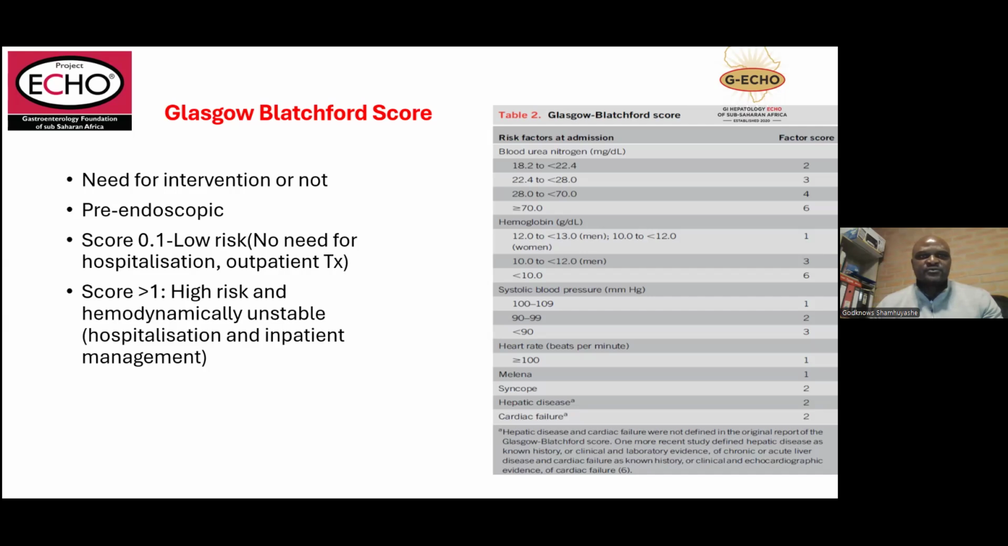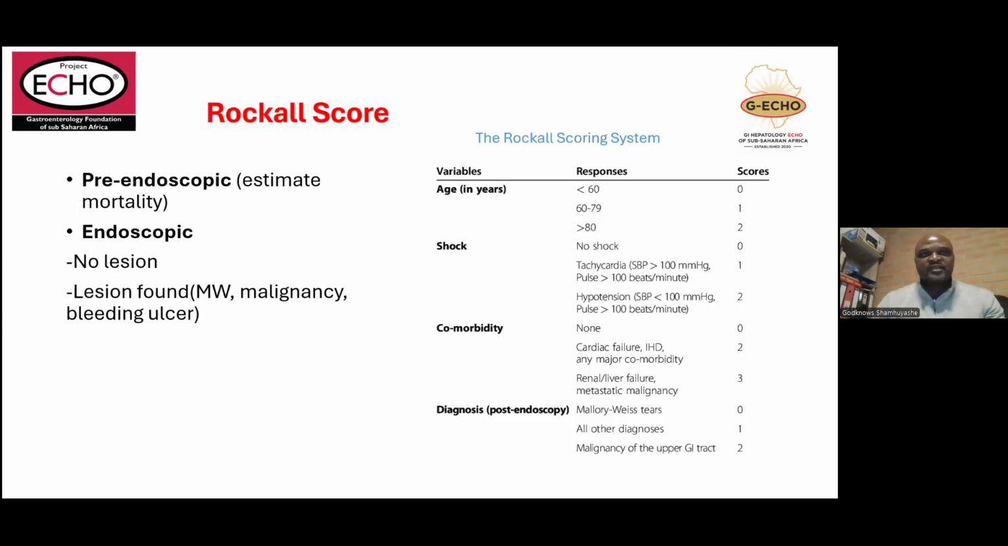So a score of 0 to 1 is a low risk patient. They might not need hospitalization. You might consider outpatient treatment. But if a patient has a score of more than 1, that's a high risk patient. Most of the time, they will be hemodynamically unstable, so they will need inpatient management, and you need to admit them.